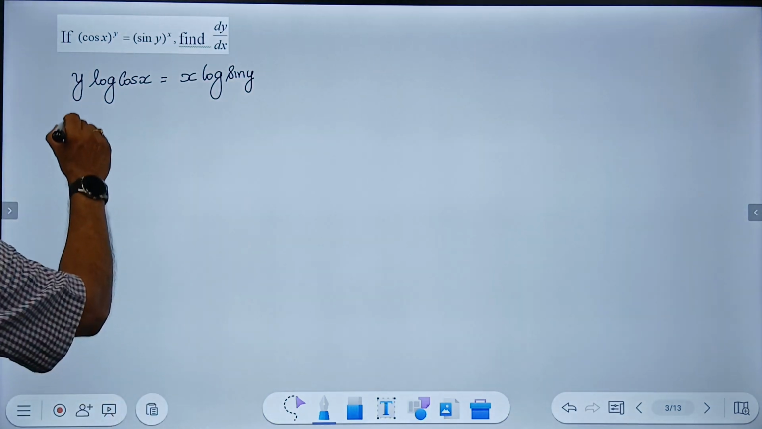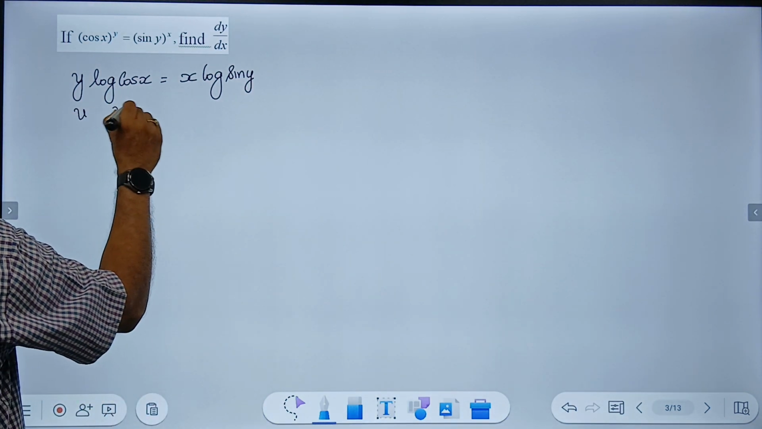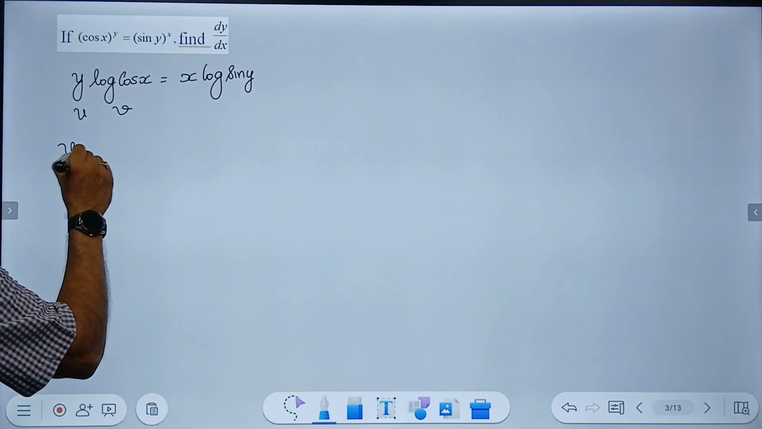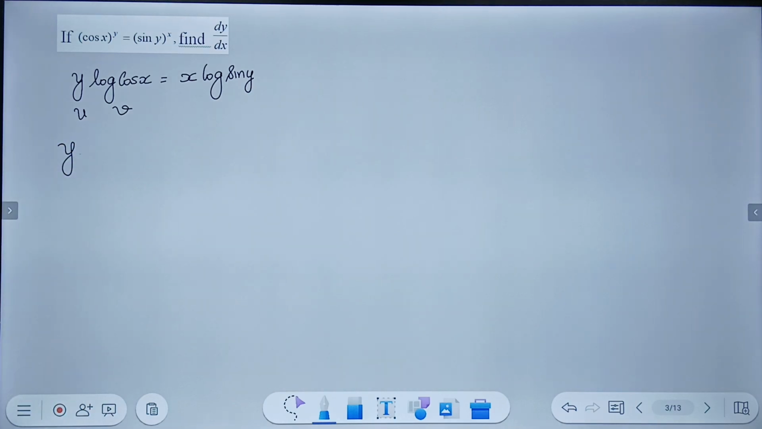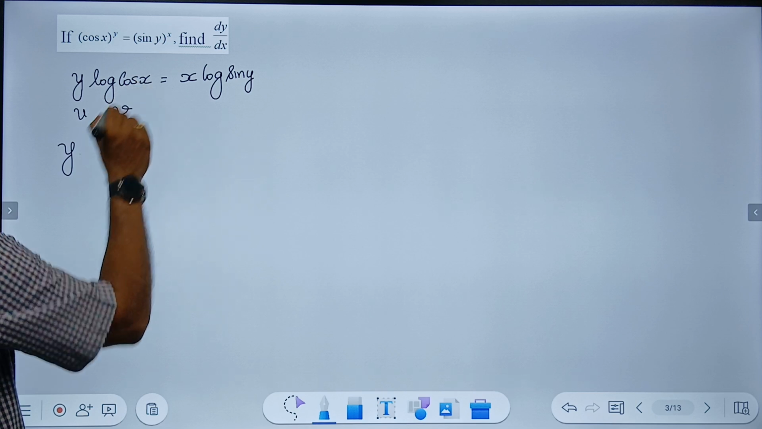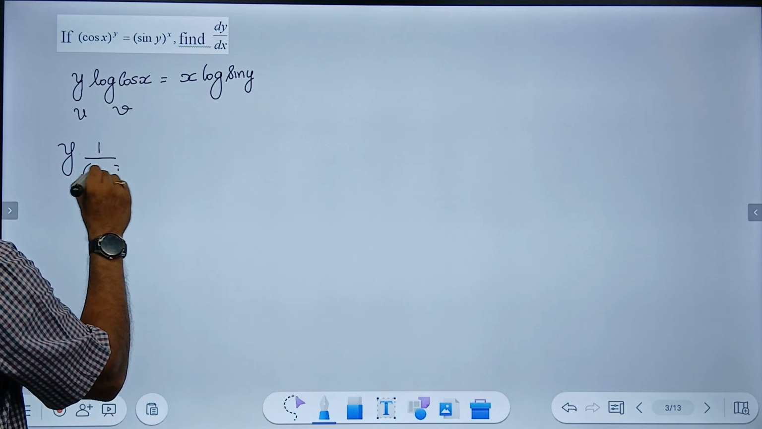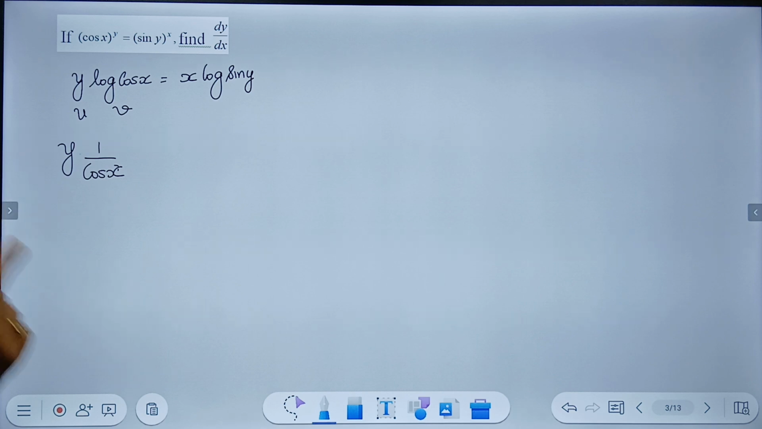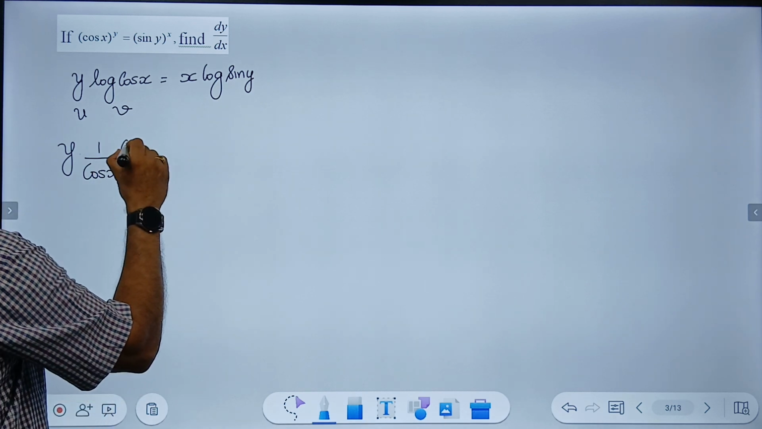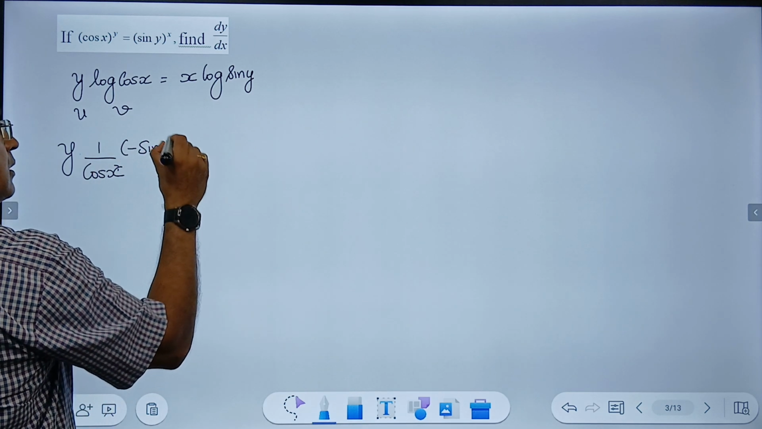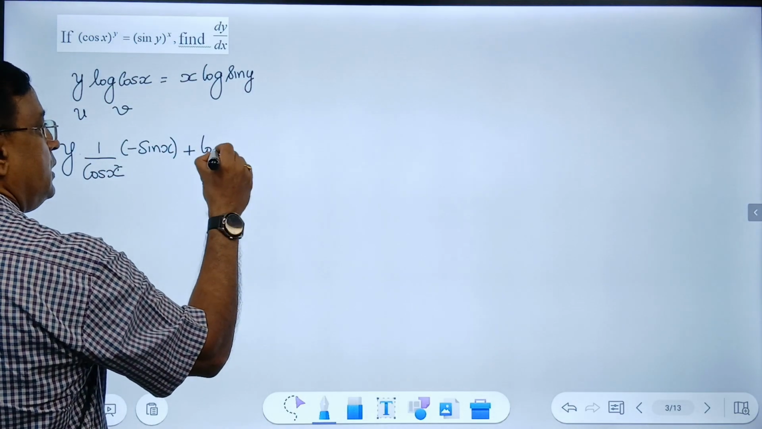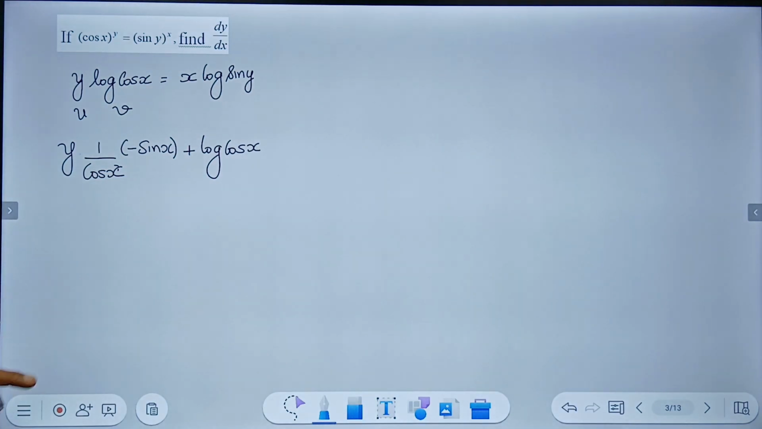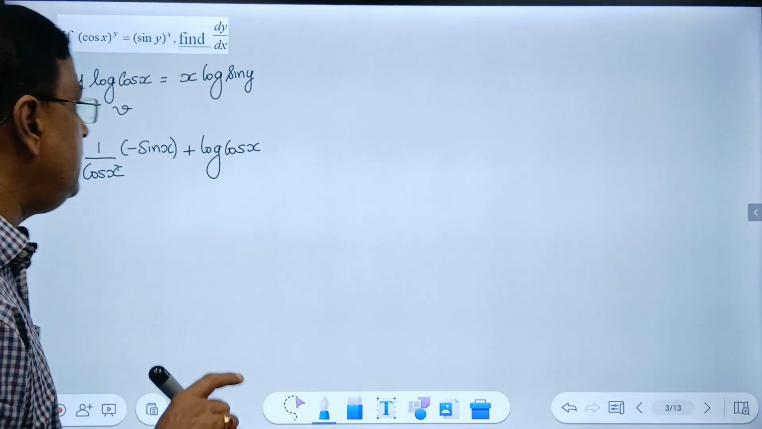How do I differentiate? I'm going to use product rule. This is u and this entire term is v. So what is product rule? U into the differentiation of log cos x, which will be 1 by cos x. I'm using chain rule. After differentiating log, I have to differentiate cos. Differentiation of cos will be minus sin x, plus v. What is v? Log cos x. And I have to differentiate u. Differentiation of y will be dy by dx.